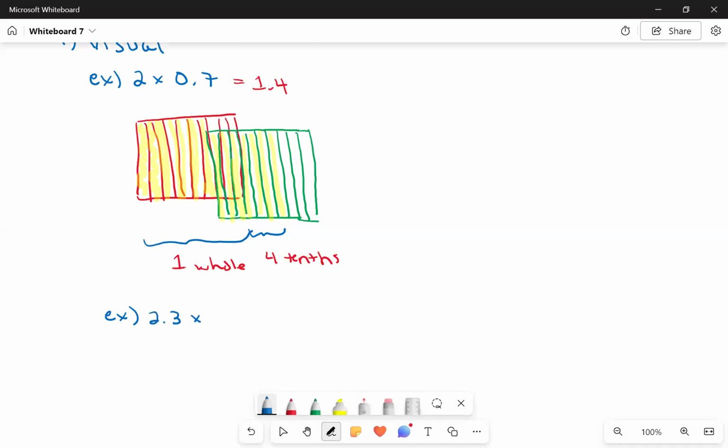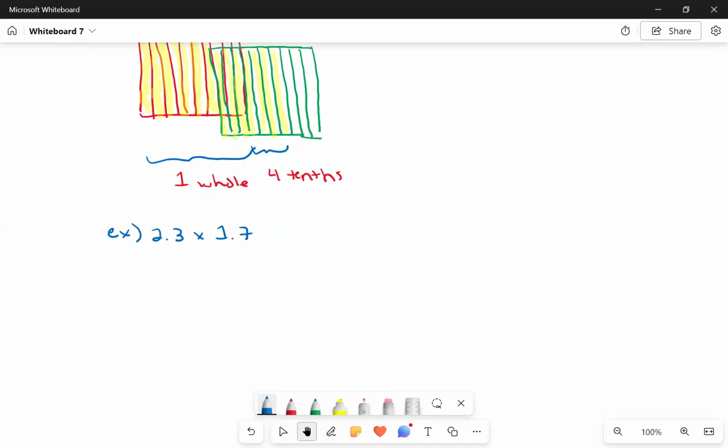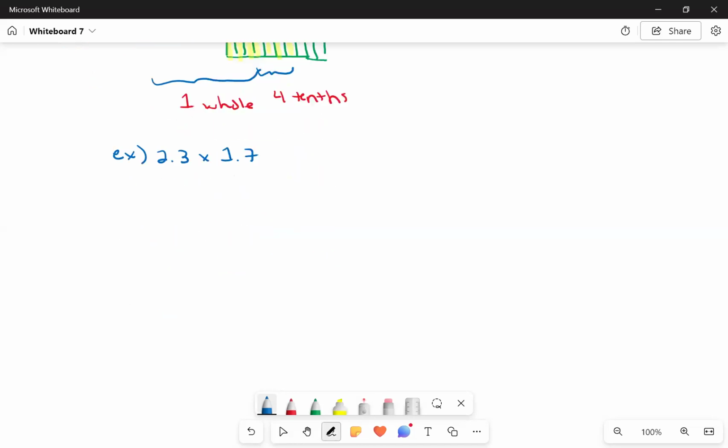2.3 times 1.7. So both decimals. For this, rather than use the repeated addition approach, they use the rectangle approach where they draw a rectangle represented as a 2.3 on one side and 1.7 on the other. Okay. All right. So here, we're going to do this. 2.3. So two whole numbers or two whole boxes, and then 3/10 at the end.